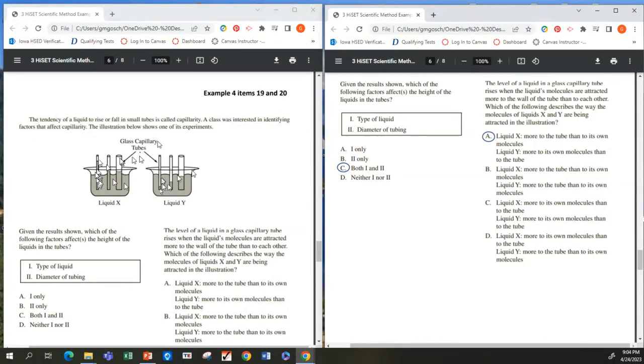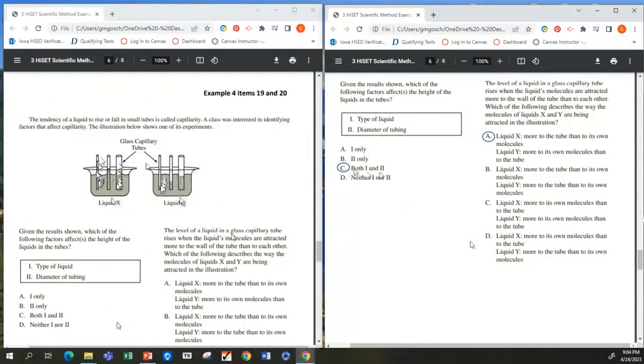Okay, given the results below, which of the following factors affect the height of the liquids in the tube? And I think I just discussed quickly that both the type of liquid, we have different outcomes for liquid X than from liquid Y. So we have different impact. Here it rose up, here it fell down. And the diameter of the tube, it was more intense the more narrow the tube was. Okay, so we're going to say over here, both 1 and 2.